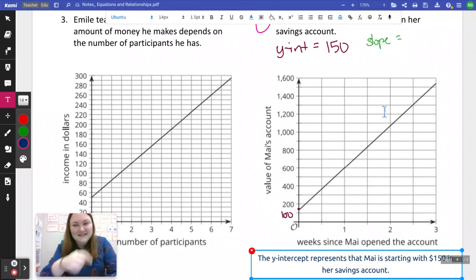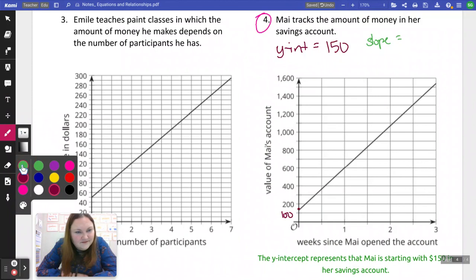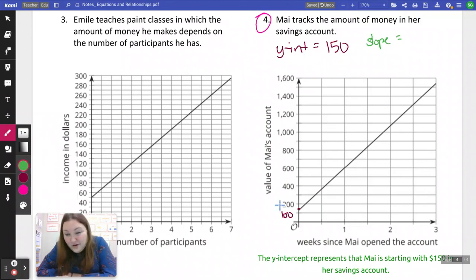The second piece is going to be the slope, and that's going to tell us how that savings account is changing. So looking at our graph again, I need my slope. So I need 2 points on the graph where I can count my rise and run. Because this one is an estimate, I'm not going to use that one. I'm going to see if I can find a better point. I notice this point right here is nice and clear. And if I keep going up my line, this one here is good as well.